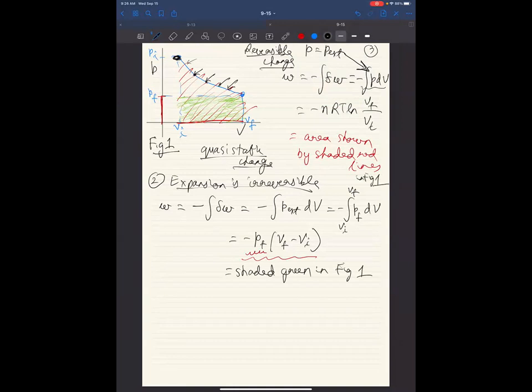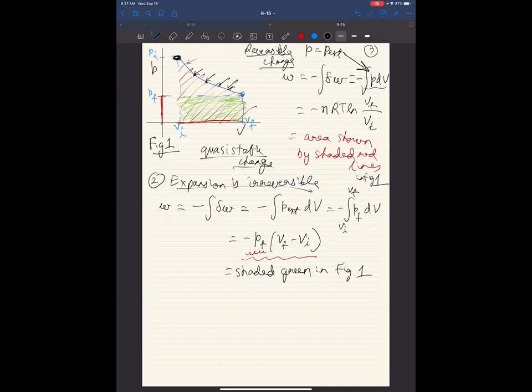In figure 1, is this W positive or negative? What do you think? I'm sorry, I don't know your name. You know his name? No, to your right. What's your name? Oh, Max. Max, what do you think? Is this positive or negative? Negative, right? Because VF is more than VI and PF is positive, so it's a negative number.